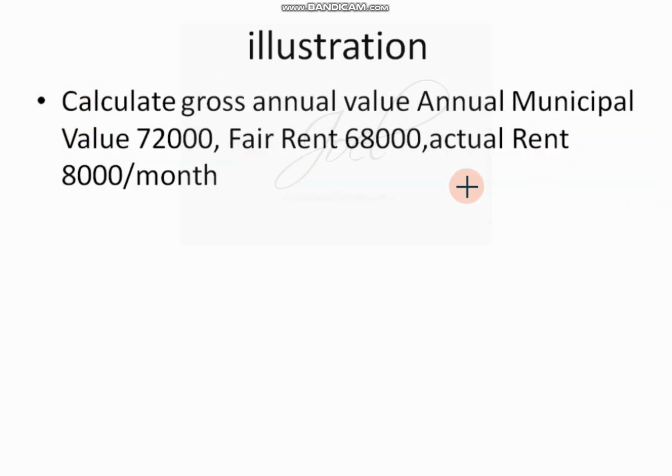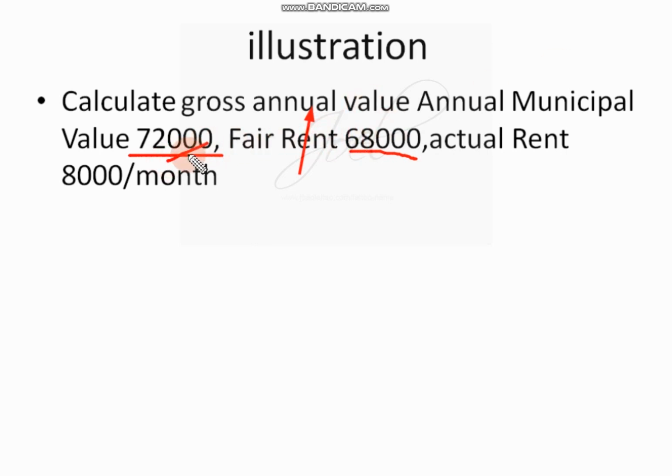First of all, municipal value and fair rental value, we have to compare these two things. What is highest we have to remember and find out. So here the highest amount is 72,000. When we compare 48,000 and 68,000 and 72,000, the highest amount we get is 72,000.